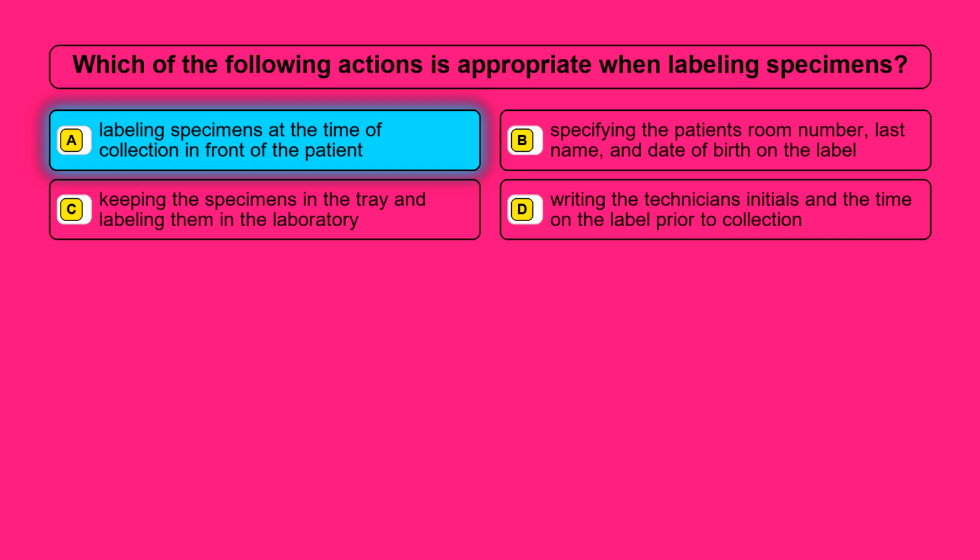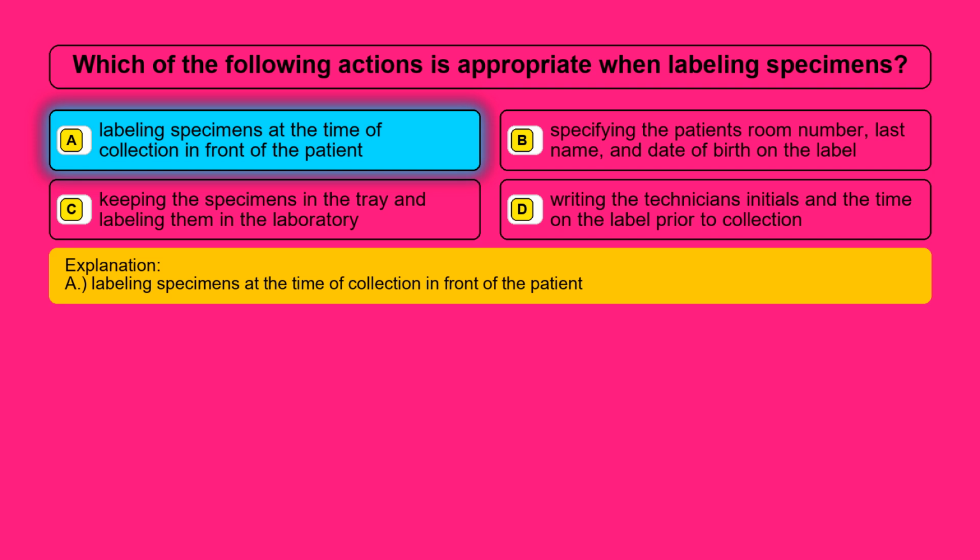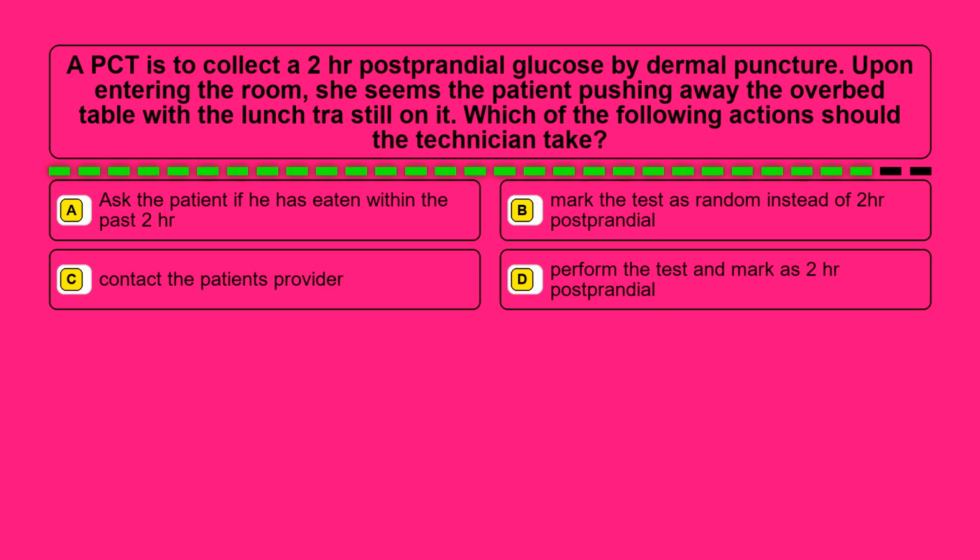The correct answer is option A, labeling specimens at the time of collection in front of the patient. Question 10. A PCT is to collect a 2 hours postprandial glucose by dermal puncture.